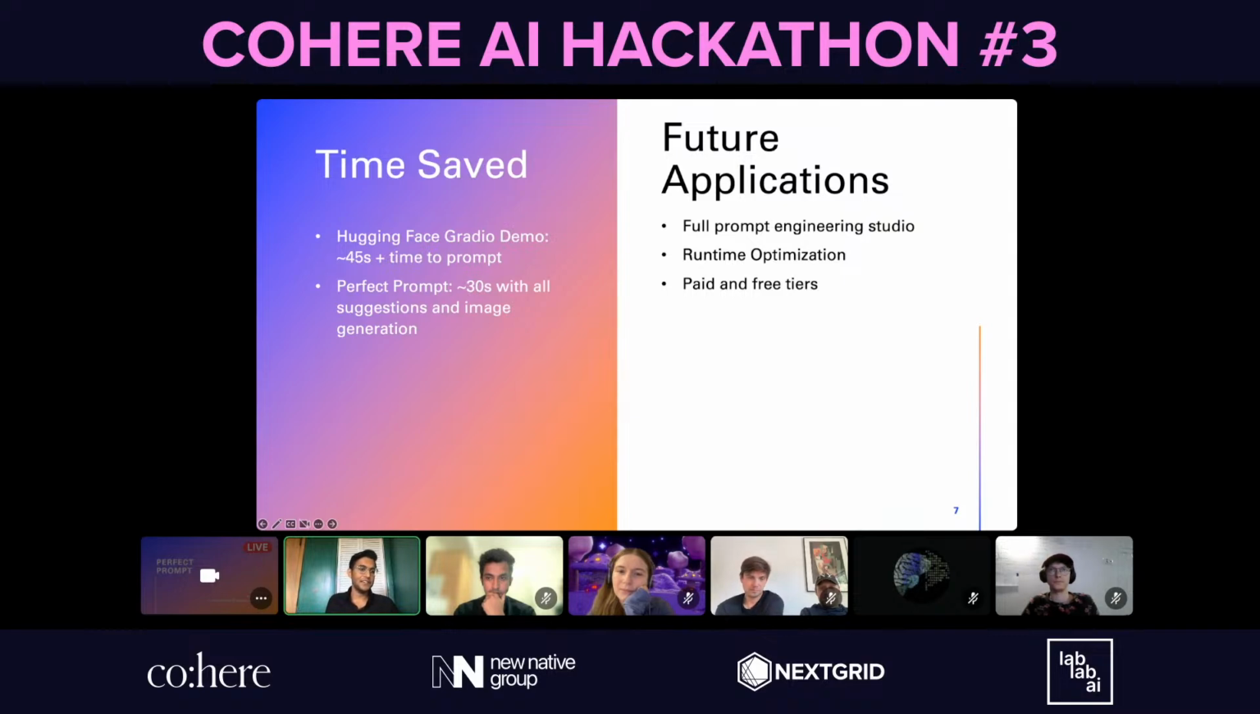So using the Hugging Face Gradio demo, it took us about 45 seconds plus some time to come up with a prompt to really get to where we want to be. But with perfect prompt, it was only 30 seconds to generate the prompt and all the suggestions and the image for what we were looking for.